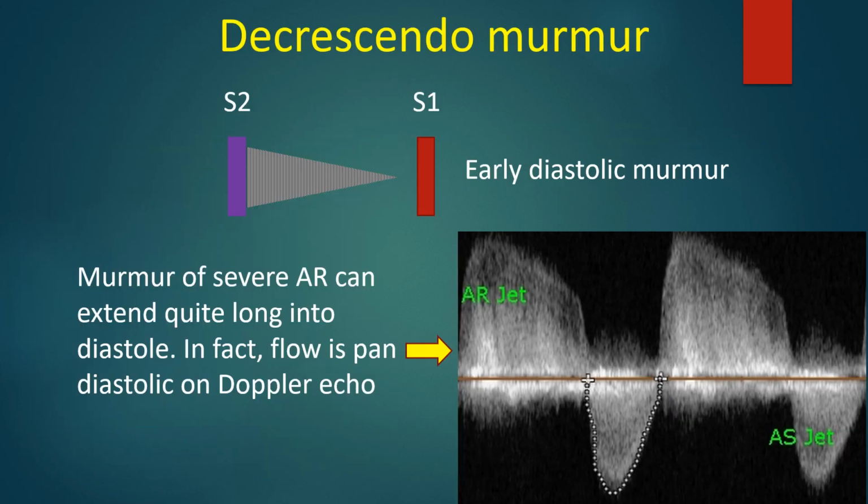Early diastolic murmur starts with the second heart sound. Typical early diastolic murmurs are those of aortic regurgitation and pulmonary regurgitation due to pulmonary hypertension. That is the Graham-Steell murmur. They are decrescendo murmurs. In pulmonary regurgitation without pulmonary hypertension, the murmur starts a short while after the second heart sound. It's also known as a delayed diastolic murmur.